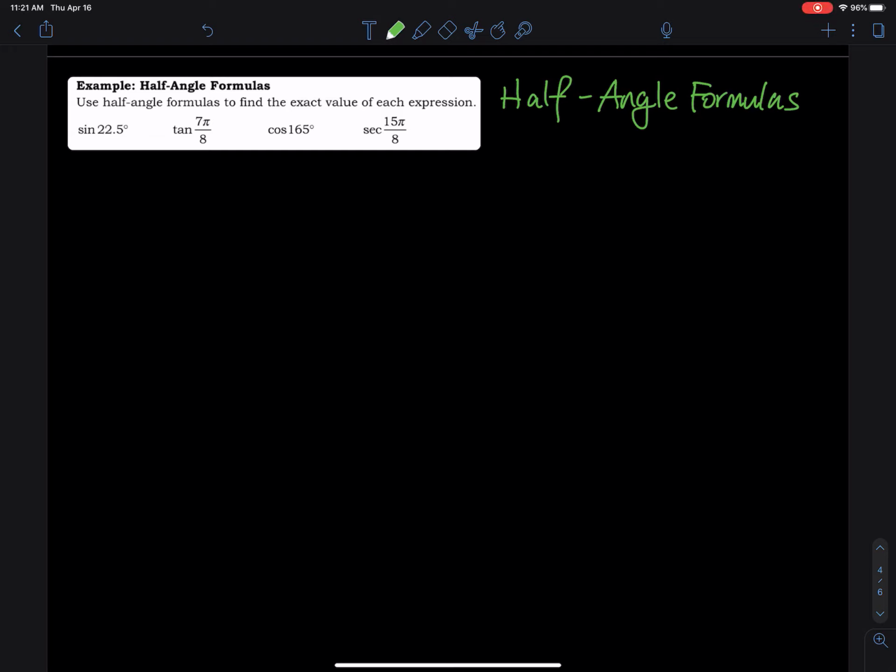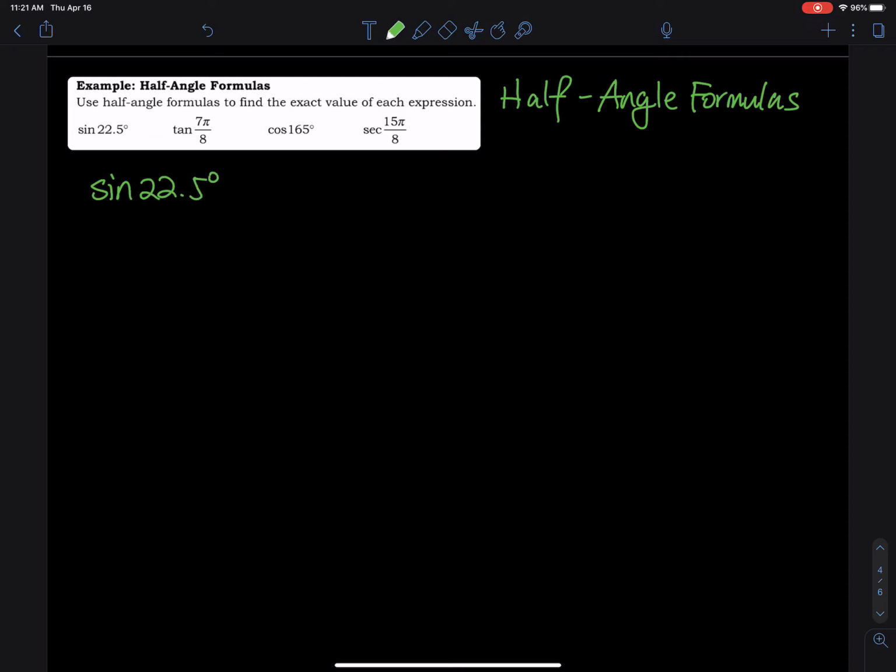Half angle formula example. So this one looks like just a little bit of work. You can do it in a couple minutes, but it's a lot of work, especially since you have to work with fractions. So the first one is sine of 22.5 degrees. We are trying to use a half angle formula.